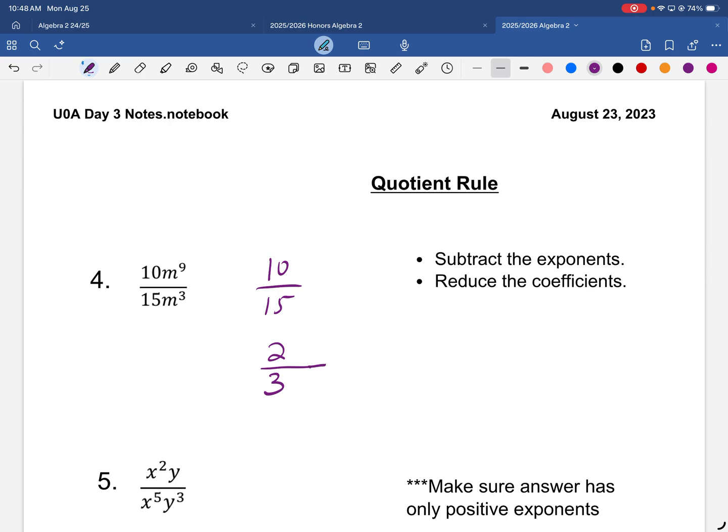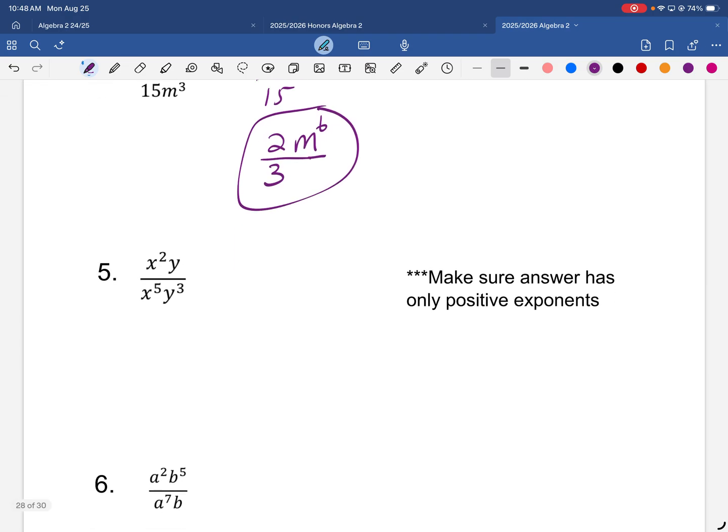Now we subtract the exponents. 9 is bigger than 3. So my number is going to go in the numerator. 9 minus 3 is 6. That's our solution, and we're done. Nothing left to do. And you're going to find that asking yourself the question, what's bigger, 9 or 3, goes in the top, and subtracting is much easier, especially when we look at the next example.